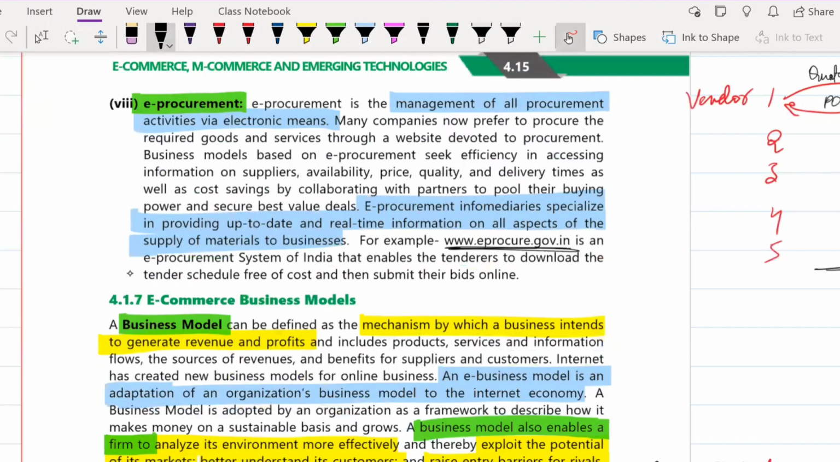Next is e-procurement. In e-procurement, the management procures all its activities via electronic means. Whatever it has to procure, raw material or anything that it needs, it will procure via electronic means itself.